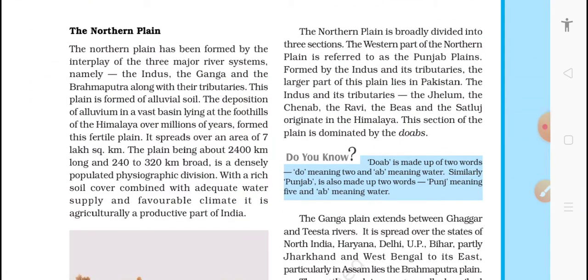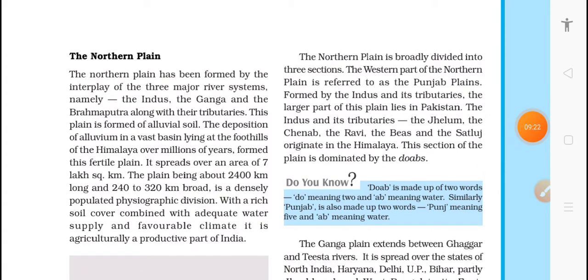So next we will talk about the northern plain. Now let's look at the northern plain. The northern plain has been formed by the interplay of three major river systems, namely the Indus from the north, and the Ganga and the Brahmaputra along with their tributaries. The plain is formed of alluvial soil. So this plain area is very fertile, and you can usually see high population here.